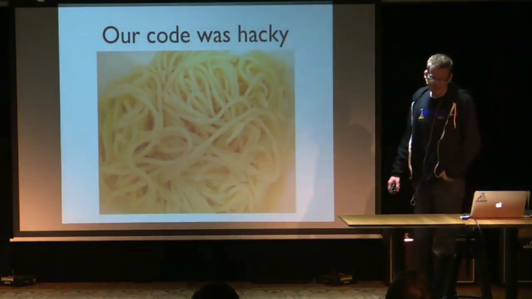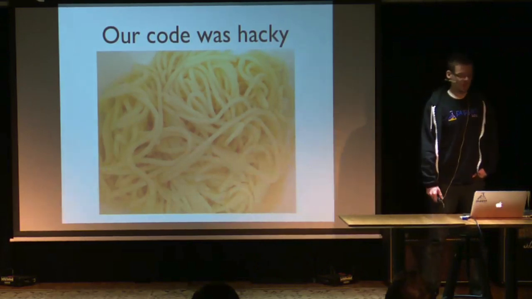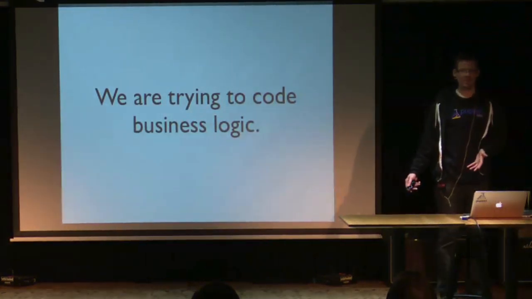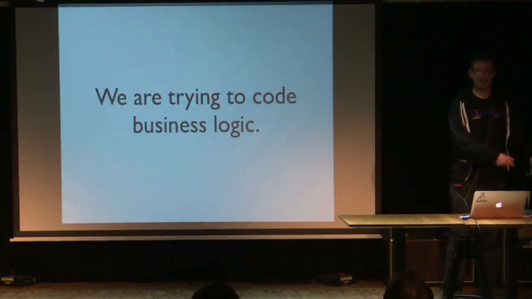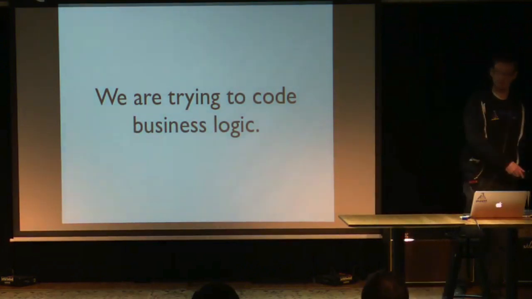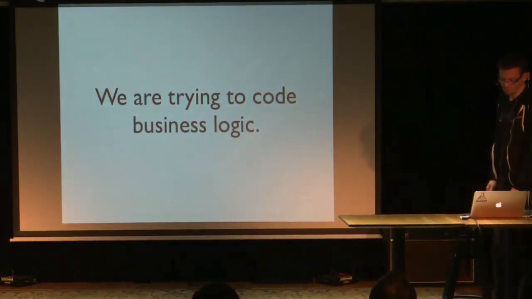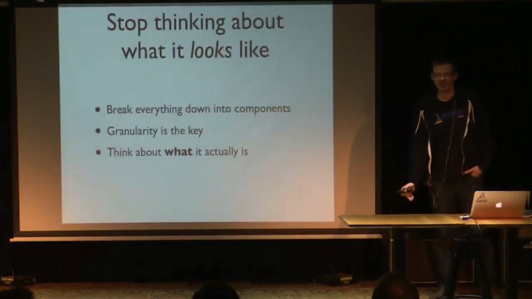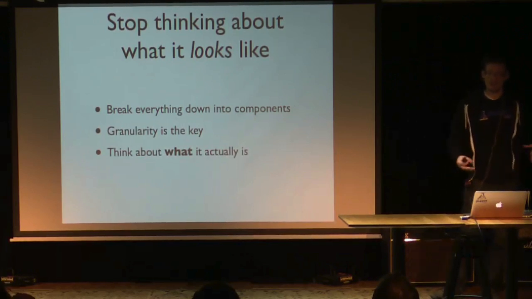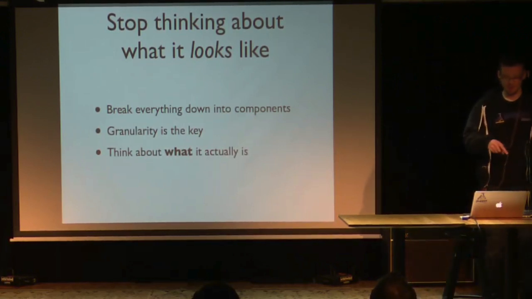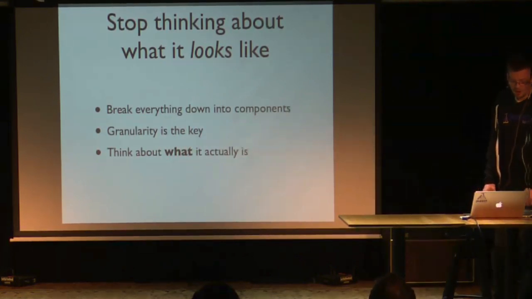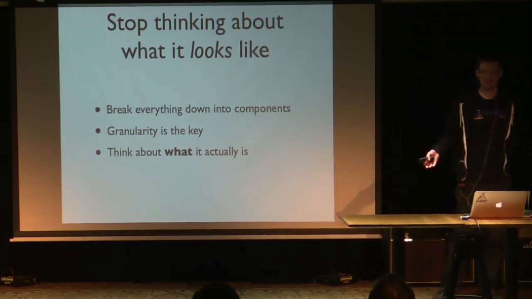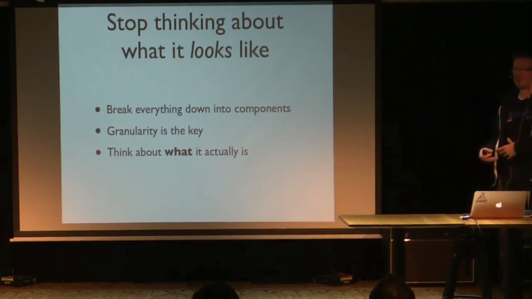We sat back and tried to think, what are we doing wrong? We came up with: we're trying to code business logic. We're taking business logic and just coding it without any thought at all, chucking it into Puppet, and maybe that's where our pain's coming from. So we made a decision. We're going to stop thinking about what it looks like and start thinking about what it actually is, because what it actually is probably is not what it looks like to the business. To do that, granularity is the key. We break all these components down and see what the building blocks are, and how we're supposed to assemble them to achieve what the business wants.